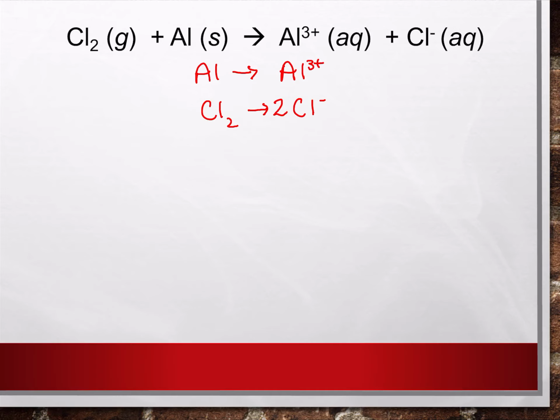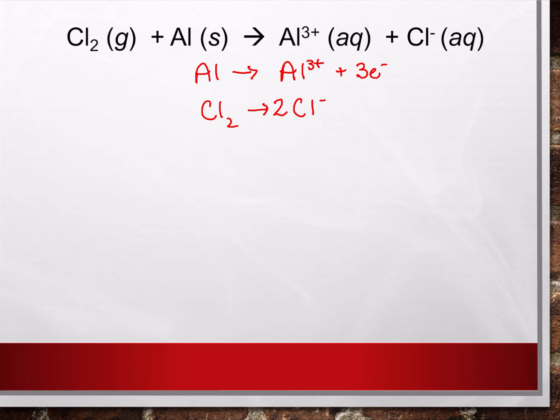Our next step would be to balance any oxygens by adding water, which we don't need to do. There's no oxygens anywhere. And then we'll balance the hydrogens by adding H+. Again, we don't need to do that. There's no hydrogen anywhere. Then we're going to balance the charges by adding electrons. So in the first reaction, we have a neutral charge on the left and a 3+ charge on the right. We're always going to add electrons to the more positive or less negative side. So we're going to add them to the right. And so we're going to add 3 electrons so that this side is also neutral.